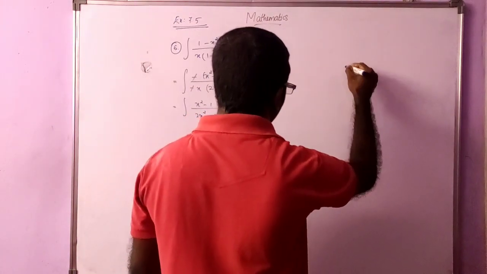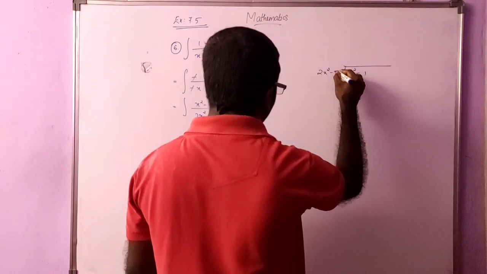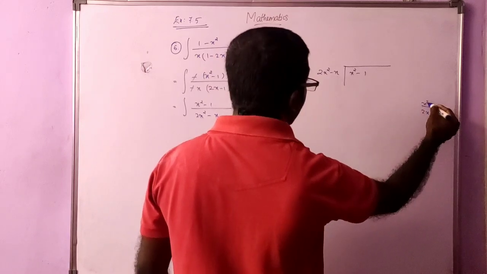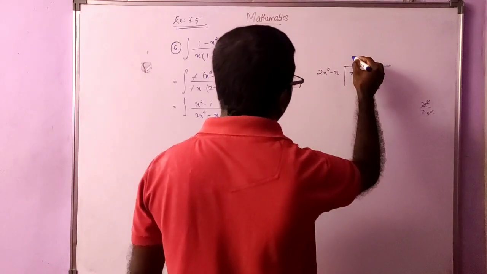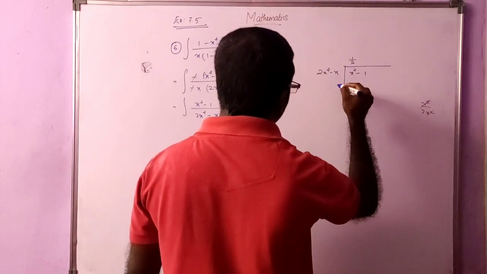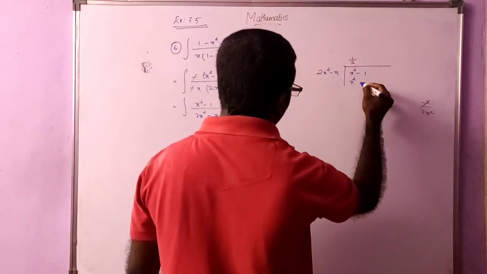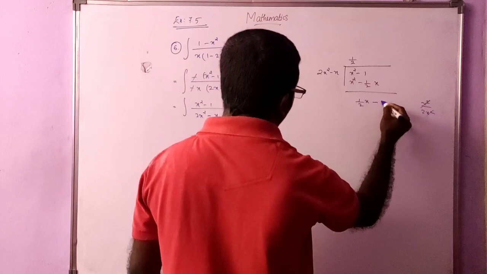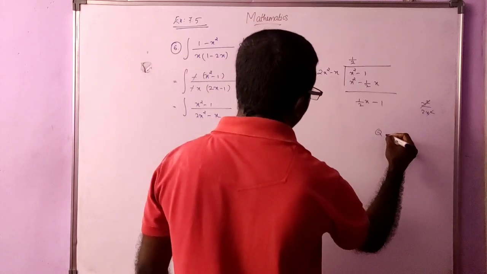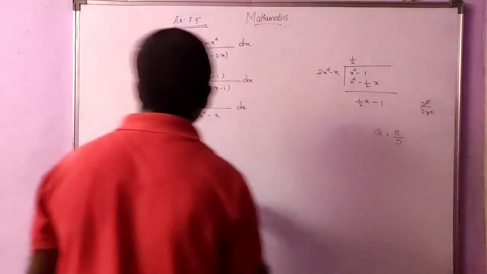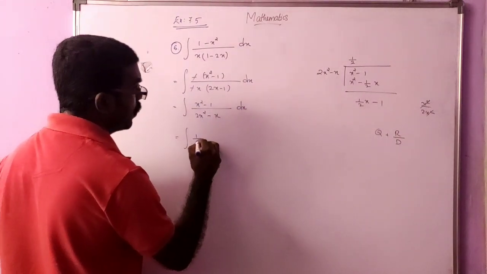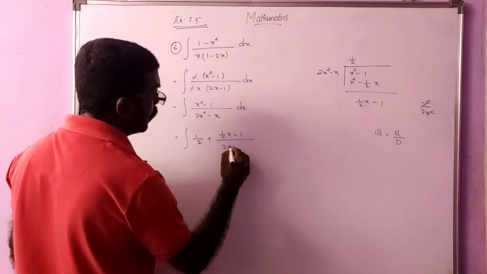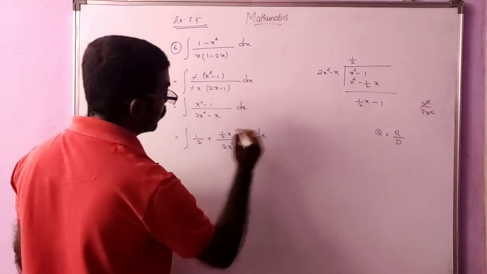So x square minus 1 divided by 2x square minus x, that is x square divided by 2x square. Here we get 1 by 2. So 1 by 2 on the quotient, 1 by 2 into 2x square, that is x square, then minus 1 by 2x. So here 1 by 2x minus 1. So we can write like this, quotient plus remainder by divisor. Here the quotient is 1 by 2, so it is equal to integral 1 by 2 plus remainder by divisor, 1 by 2x minus 1 divided by 2x square minus x dx.